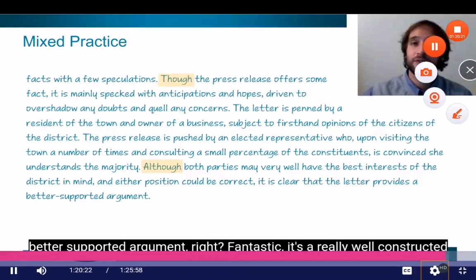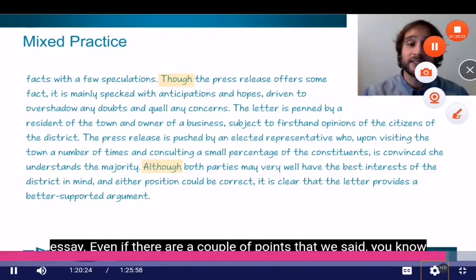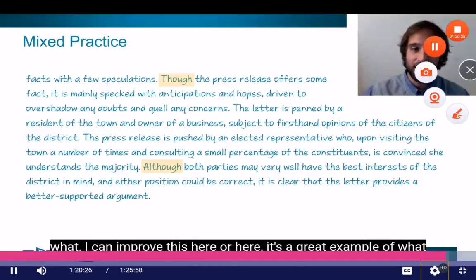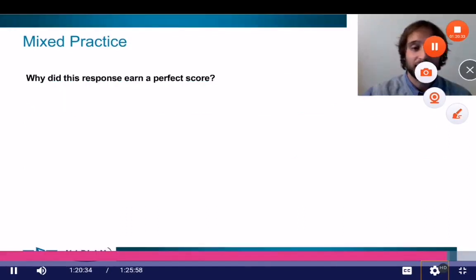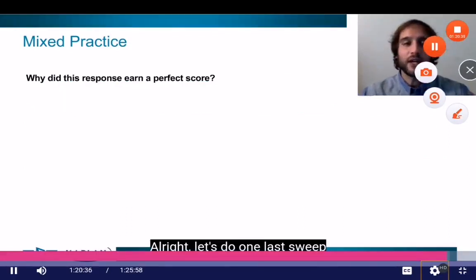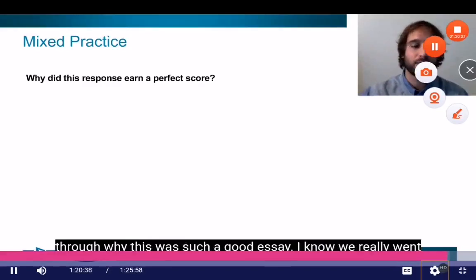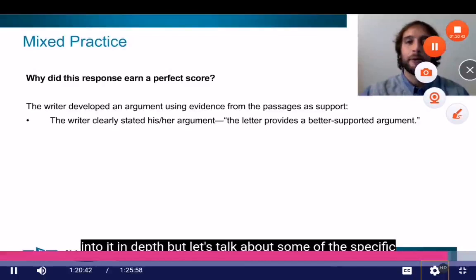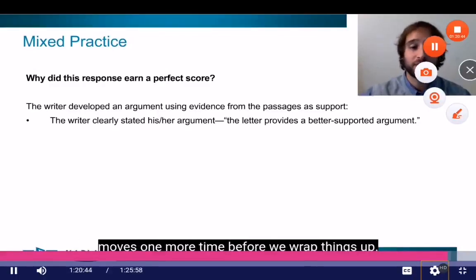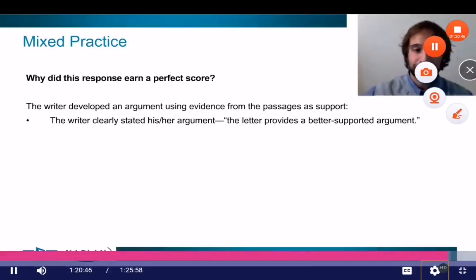Fantastic. It's a really well-constructed essay. Even if there are a couple points that we said, you know what, I can improve this here or here, it's a great example of what you should strive to do on your RLA extended response section of the GED test. All right. Let's do one last sweep through why this was such a good essay. I know we really went into it in depth, but let's talk about some of the specific moves one more time before we wrap things up.